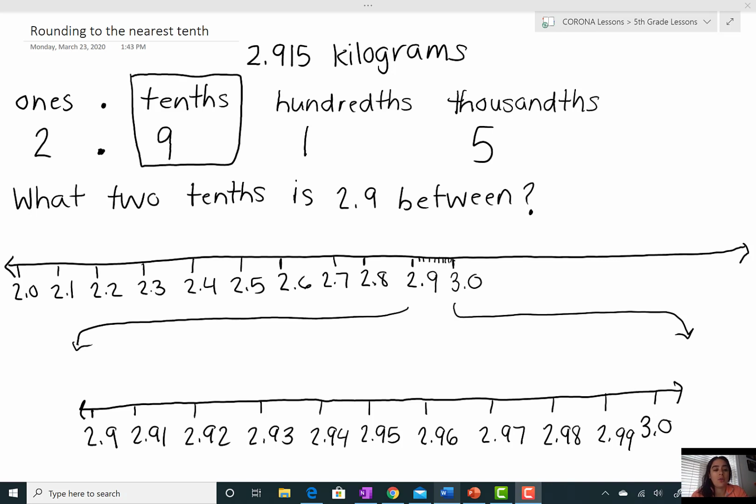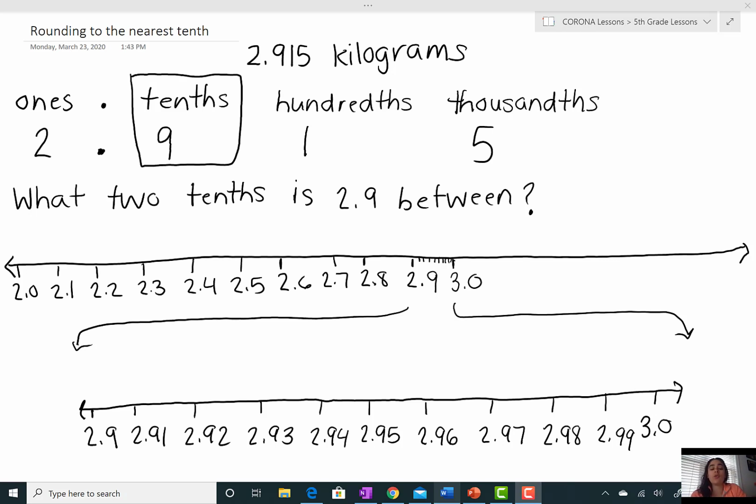So I have the 2 in the ones place, the 9 in the tenths place, the 1 in the hundredths place, the 5 in the thousandths place. The first thing I need to ask myself is what 2 tenths is 2 and 9 tenths between? Because when we round to the nearest tenth, we're talking about the tenths place. The number is no longer going to have a digit in the hundredths and the thousandths place because we just want the number to end with a tenth.